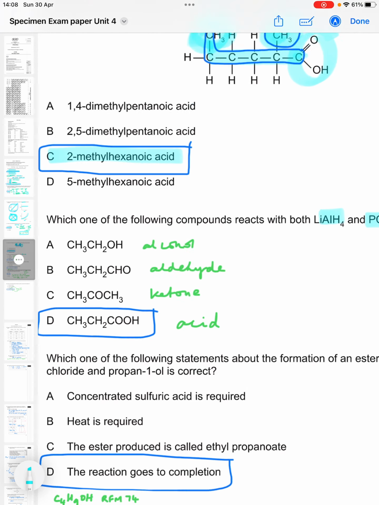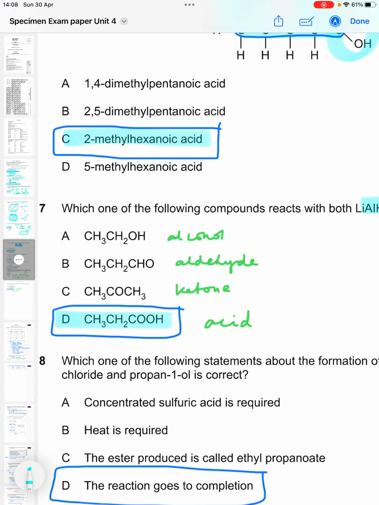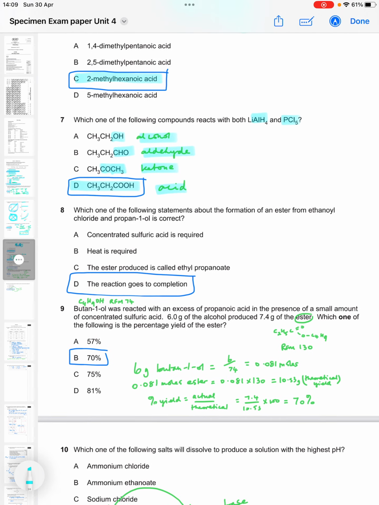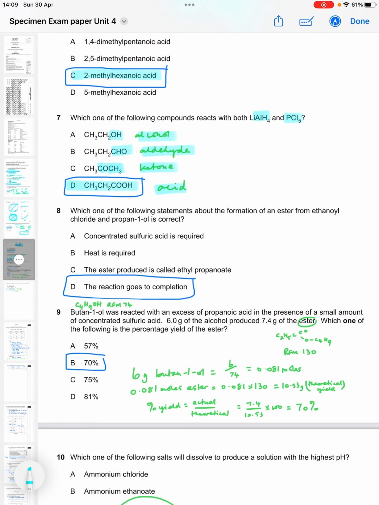Number 7, which one of the following compounds reacts with both lithium and phosphorus pentachloride? So we're looking for an acid, which is D, and just for completion then A is an alcohol, B is an aldehyde, C is a ketone, and D then is the acid, so it's the correct answer.